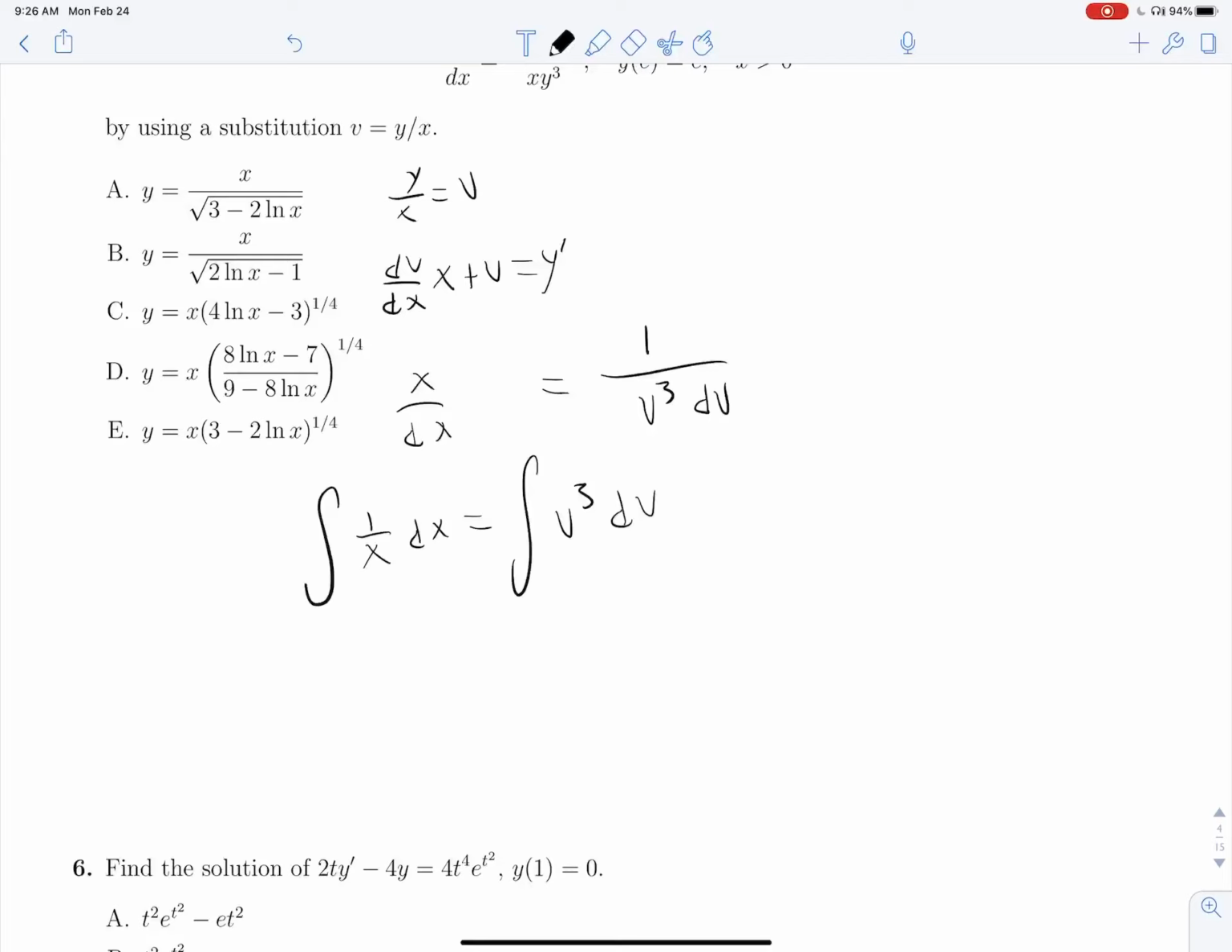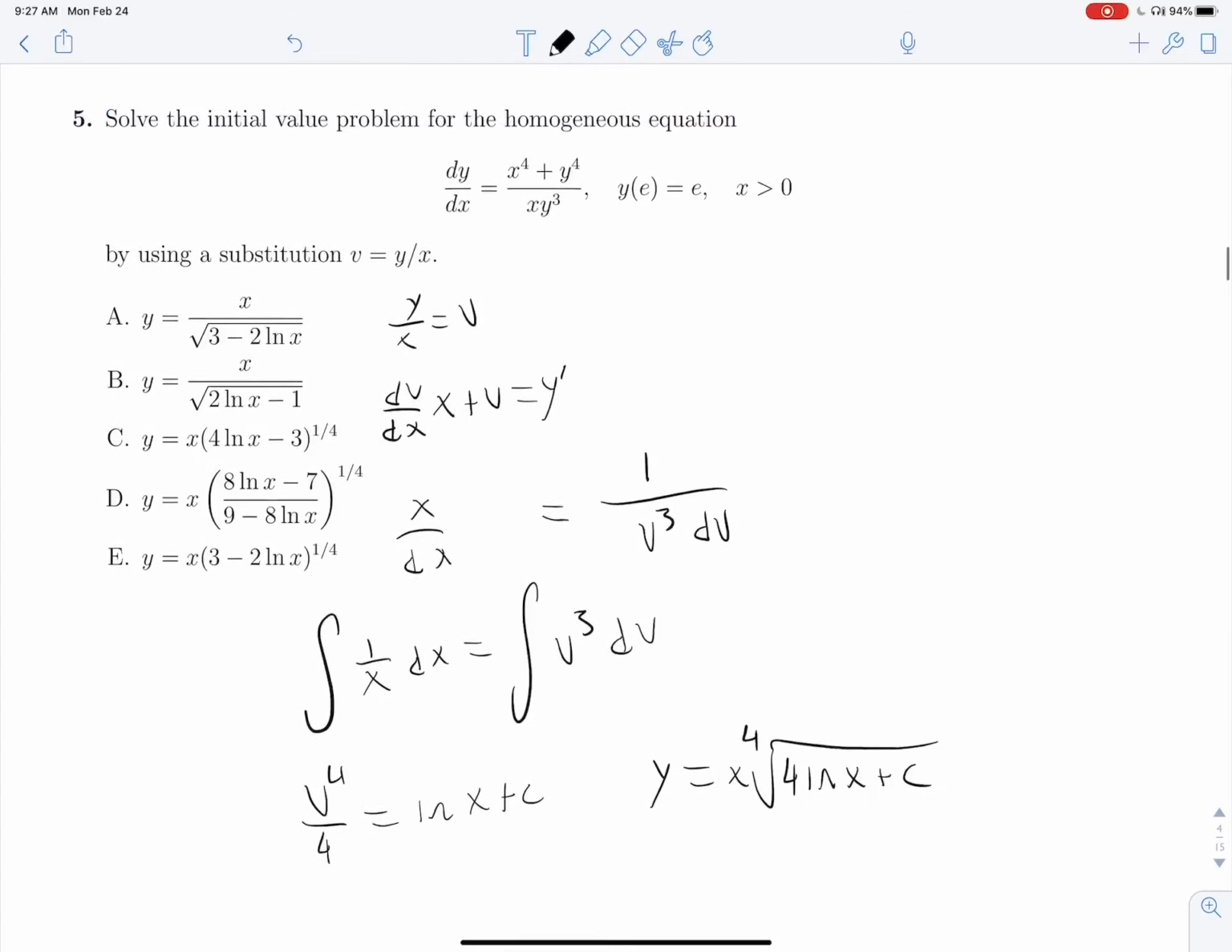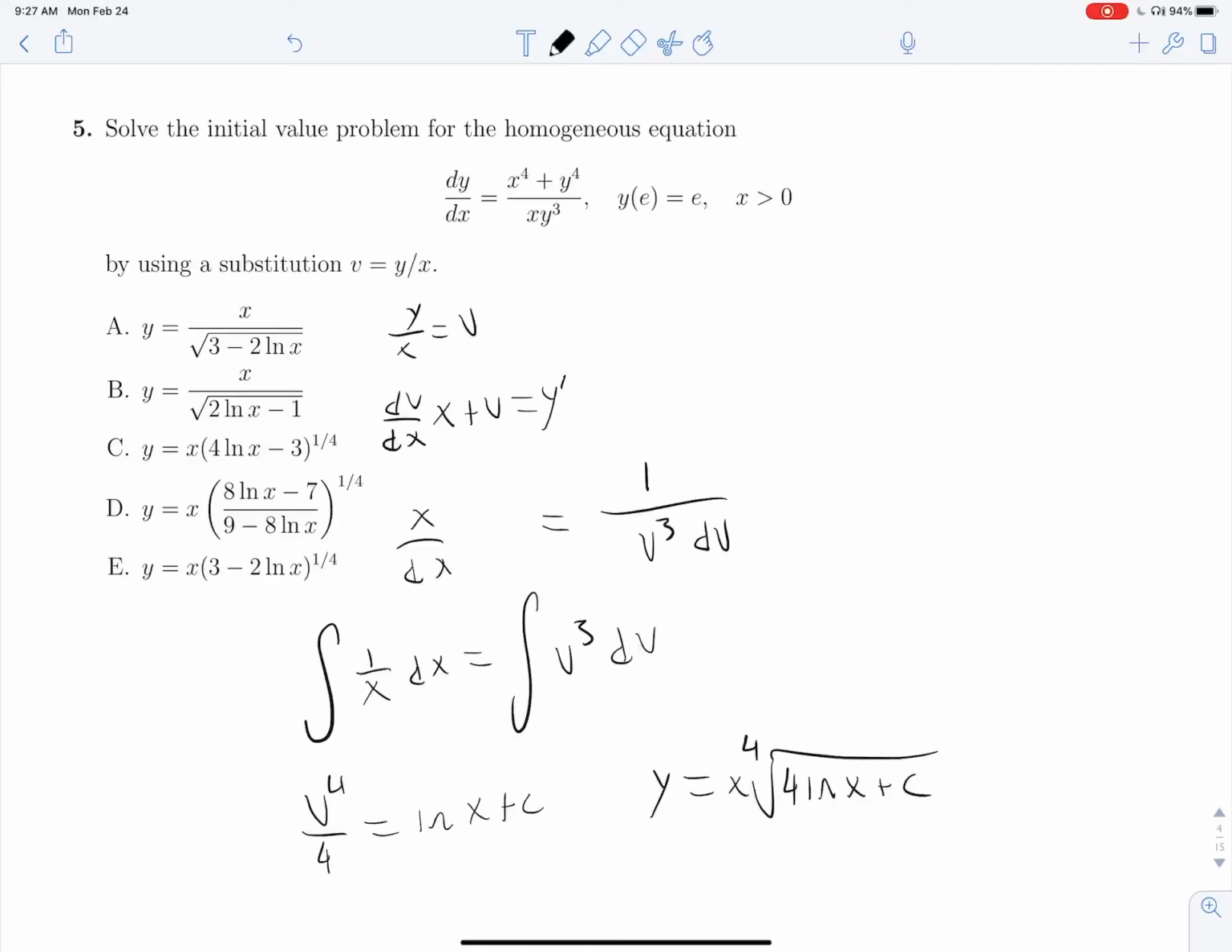And just flipping things back around, this will give us v to the 4th over 4 equals ln x plus c. Multiplying both sides by 4 and taking our root, we are going to get v is equal to the 4th root of 4 ln x plus c, to the 1/4 power. We can replace this with y over x and multiply our x over like so. And we see that the only answer choice even vaguely in this form is option C.